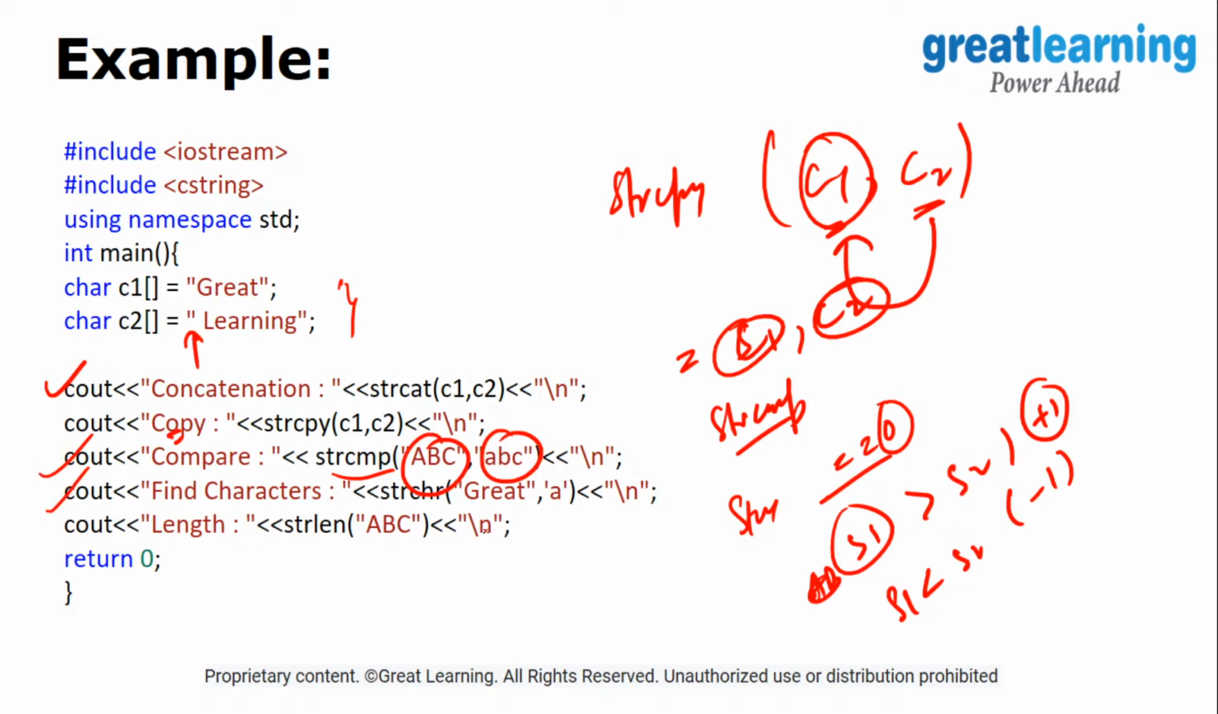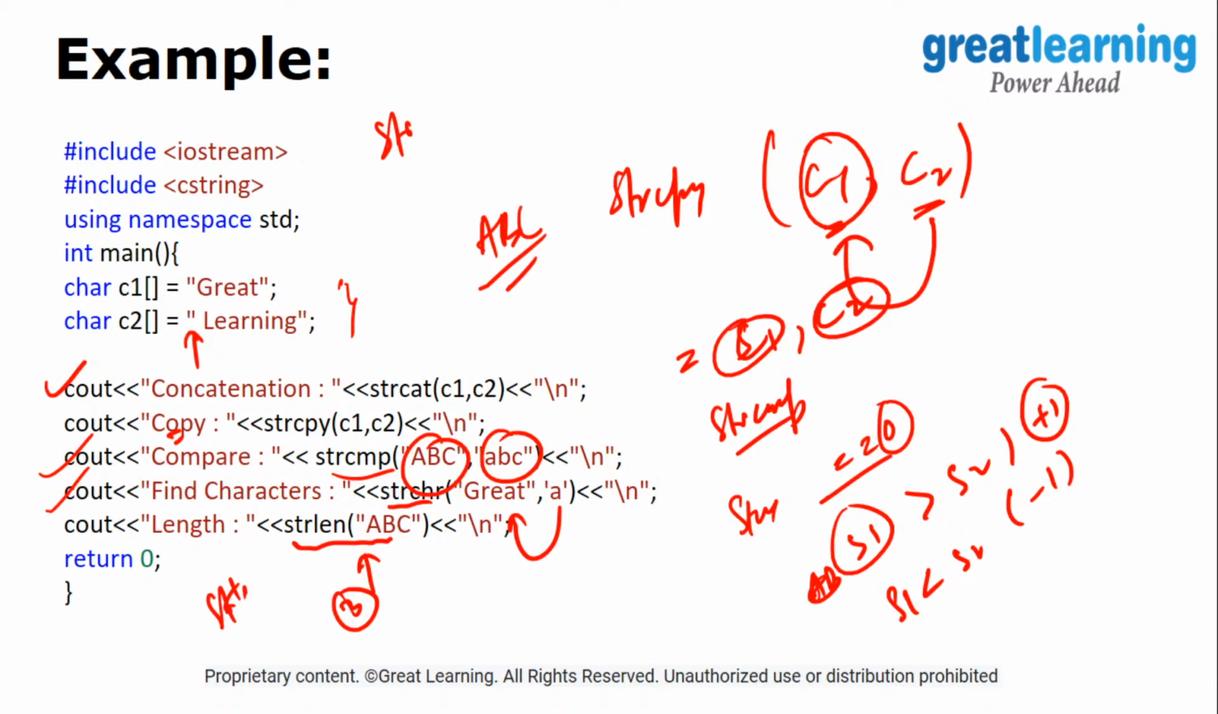And for finding the character in a string, you can easily find out if A is present in it or not. And for calculating the length, you will be returning the length of this string. You will get 3 as your output because ABC is of length 3. So that is strlen. Similarly, you have strrev, that means you're reversing the string, and uppercase to lowercase conversion. So all these functions are available.